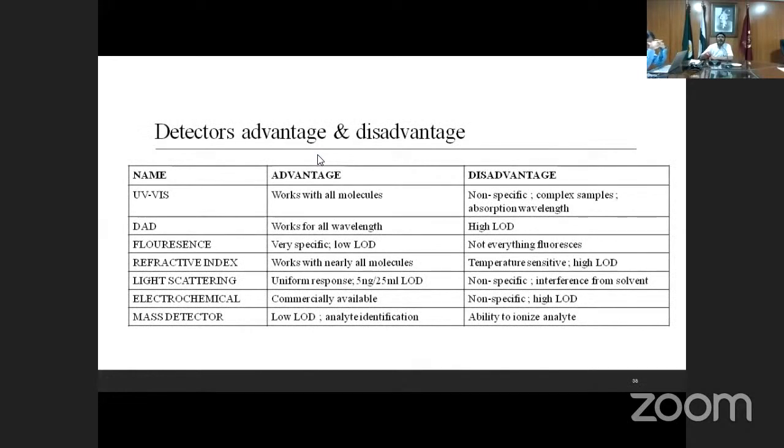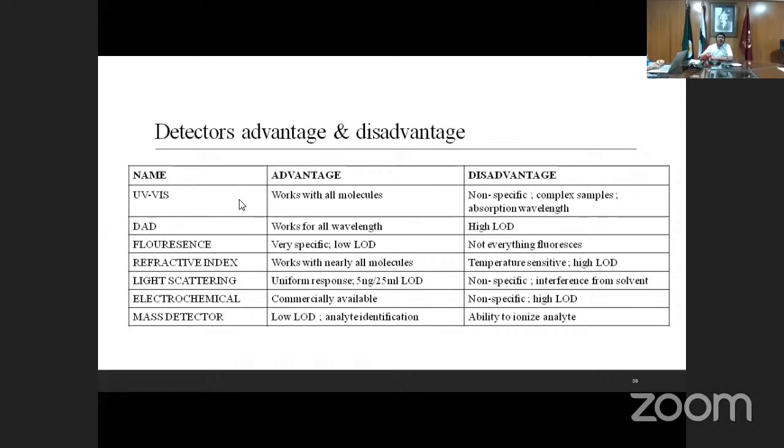These are some advantages and disadvantages of the detectors. UV detector advantage: if we have a chromophore, we can use it. The disadvantage is that it is non-specific, and complex samples show absorption bandwidth issues. The diode array detector works for all wavelengths: if we are analyzing from 190 to 400, we can analyze in one run. In the UV detector we fix or tune the wavelength, but in the diode array detector we use scan mode. And fluorescence is very specific.